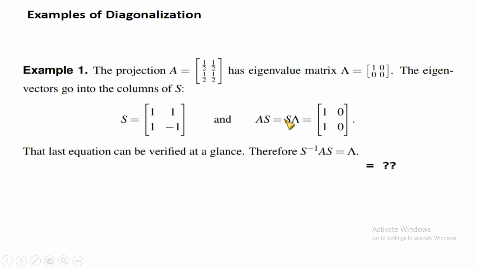So having found that, you can just try to test AS and S lambda, and that will be 1 0 and 1 0. So the last equation can be verified at a glance, and therefore S inverse AS is equal to lambda.